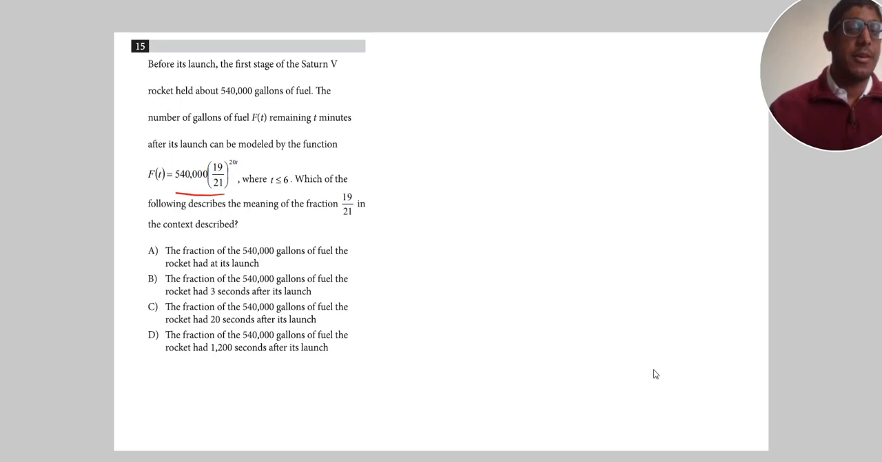So let's take a brief moment to go over how exponential growth works. Depending on how you learned it in school, we have p or a equals p, and that's times 1 plus or minus our rate of change raised to the t, right? So the initial amount, in this case p, is 540,000. That's how much fuel we have before takeoff.